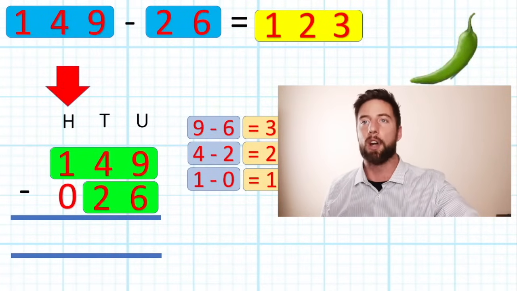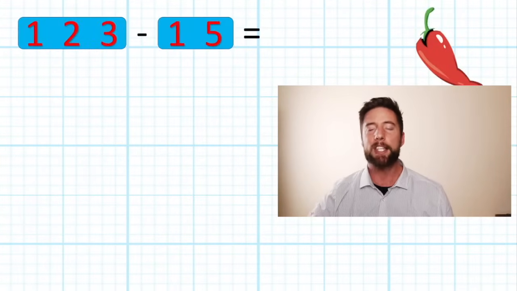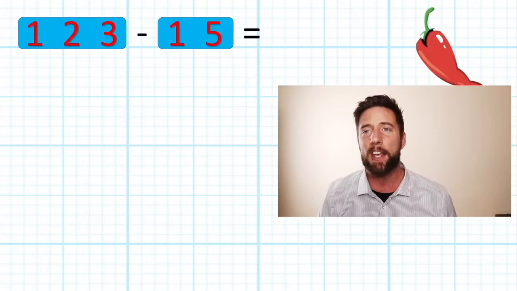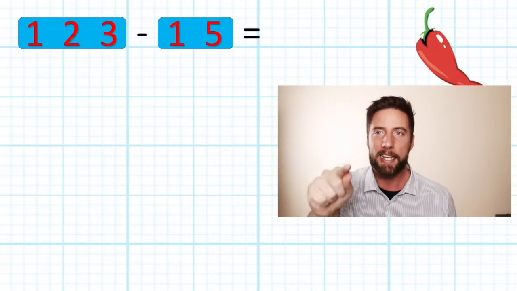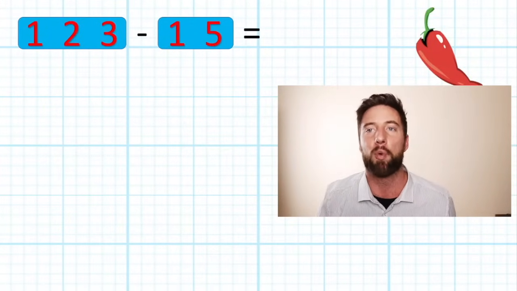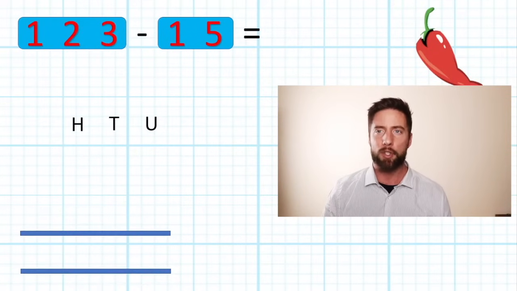Let's move on to red chili challenge. Red chili challenge. 123 subtract 15. Now you are thinking to yourself, I can read your mind, you are thinking, yo, that is just as easy as before. Well, let's check it out, okay? Let's put it back into our columns like we know how to now.